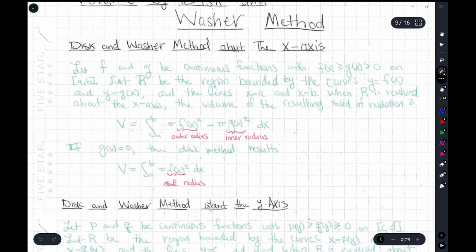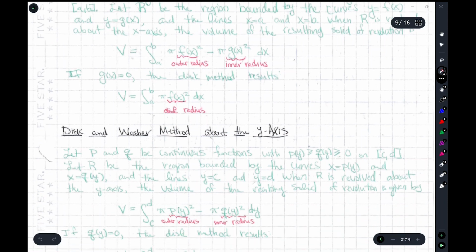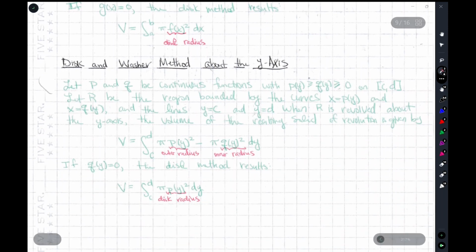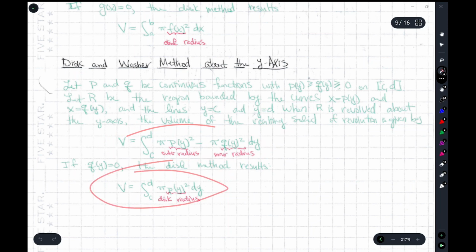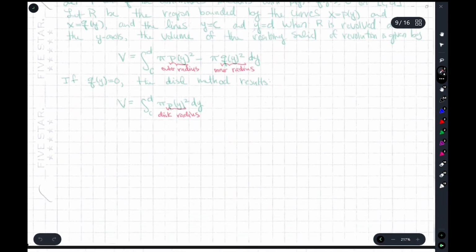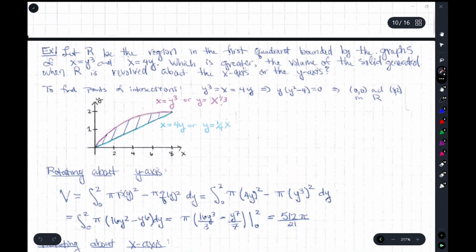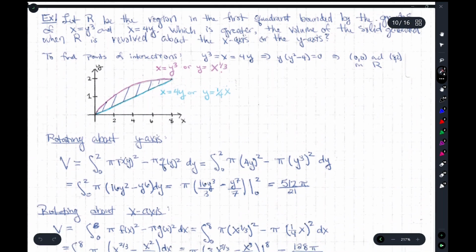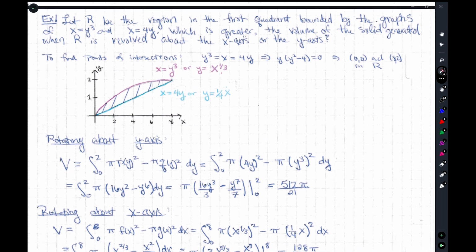So this is what we'll get by rotating this region bounded by f and g about the x-axis. We could also rotate about the y-axis, and we'll end up with a very similar formula for rotating about the y-axis. Let's take a look at a concrete example which will help us better understand what this method is all about.